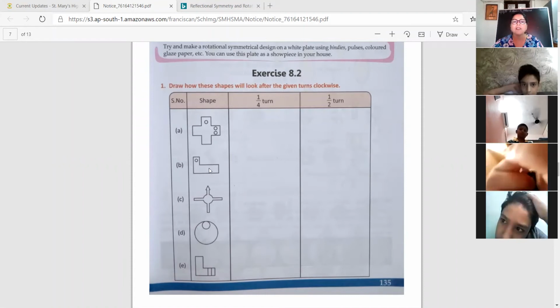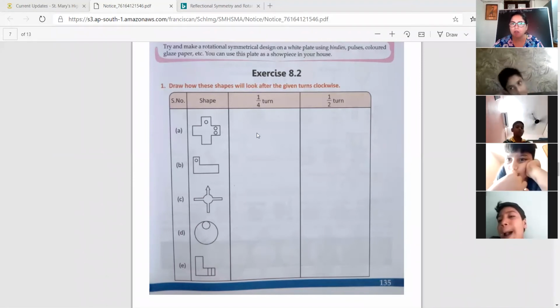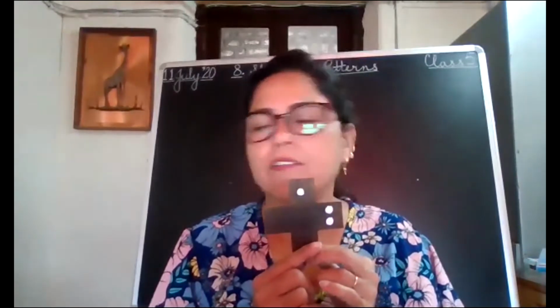All these figures, I have cut them out, and whatever picture is there has to be drawn over here. So what are we to do with these figures? We have to turn them a quarter turn and then a half turn, clockwise. How do the hands of the clock move? In that direction you have to move this quarter turn and half turn.